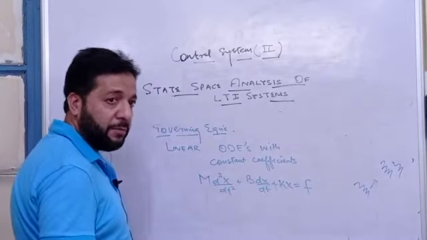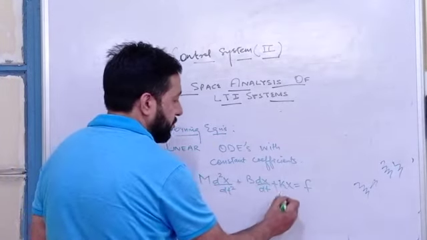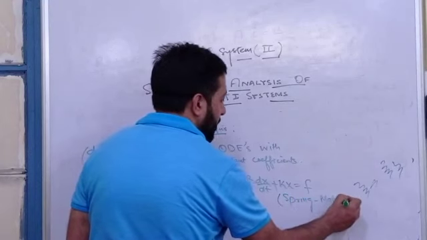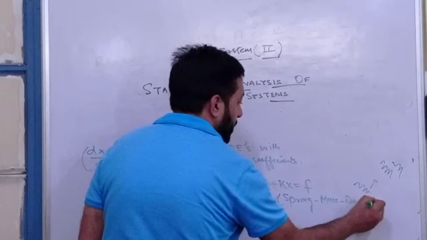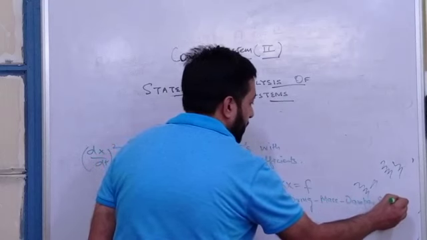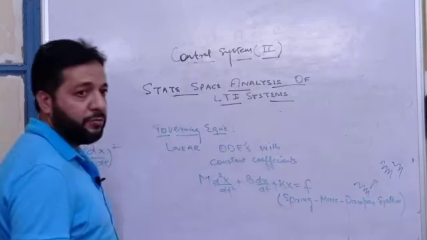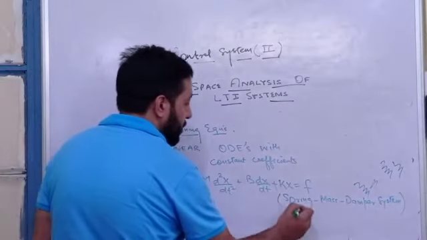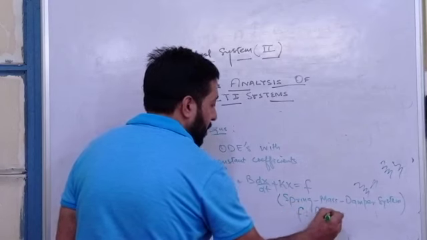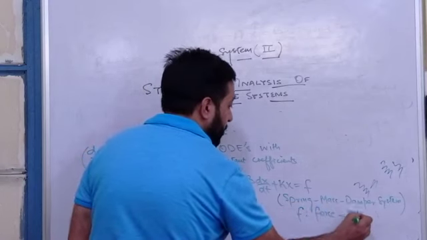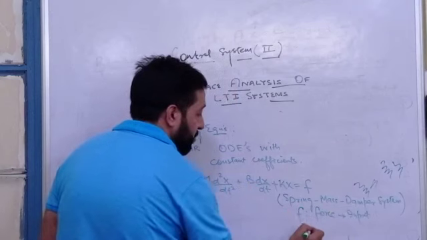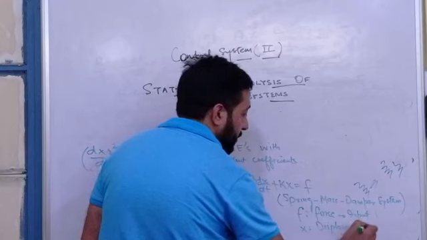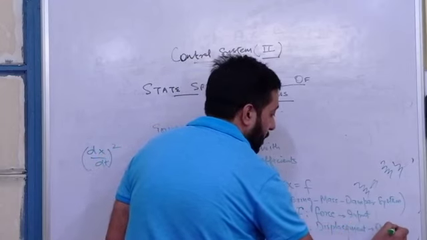This is basically the equation of a spring mass damper system. The suspension system of a car is governed by this equation. This F is the force. This is the input. Okay? X is the displacement, which is the output.